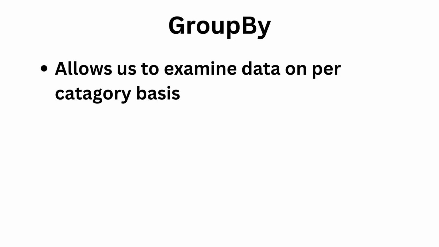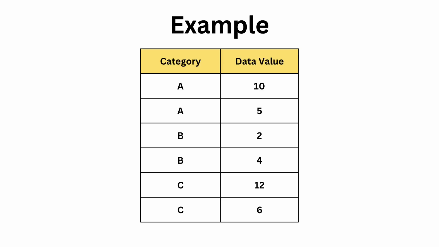Welcome back, everyone, to this discussion on group by operations, along with a discussion on the multi-level index in Pandas. A group by operation call allows us to examine data on a per category basis. So that means being able to answer questions like, what's the average per group or per category? Or how many rows do we have per category? So let's explore what this looks like in Pandas and what we mean when we talk about per category.